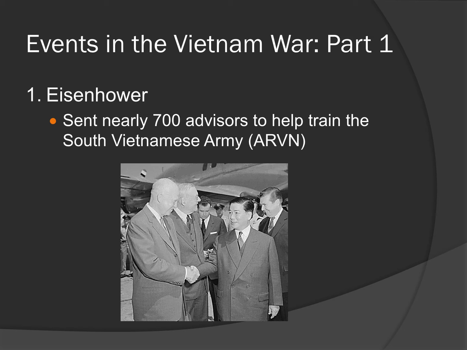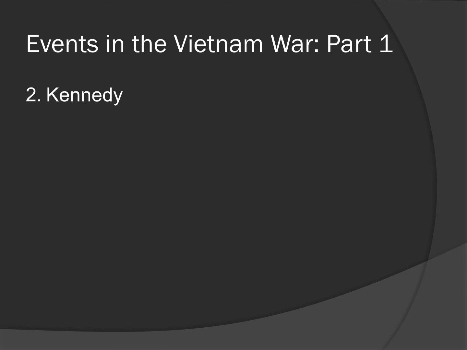the textbook, when you see ARVN, that's talking about the South Vietnamese army. And so here in the picture you see Eisenhower actually meeting with President Diem, the president of the South. After Eisenhower comes Kennedy.